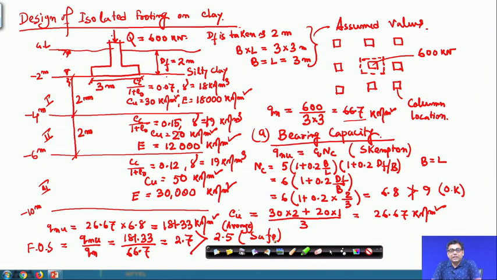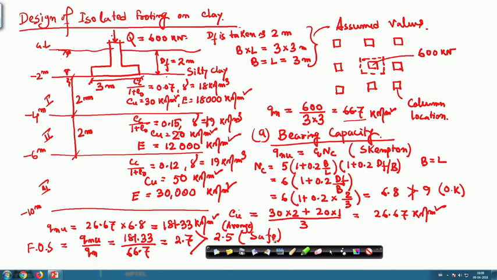So, this is safe against bearing, but we have to check whether this is safe against settlement or not. We have checked the dimension that I have taken for the footing against bearing, but in the next class I will check this dimension against settlement, and then we will provide the final recommendation of this dimension of this shallow foundation.